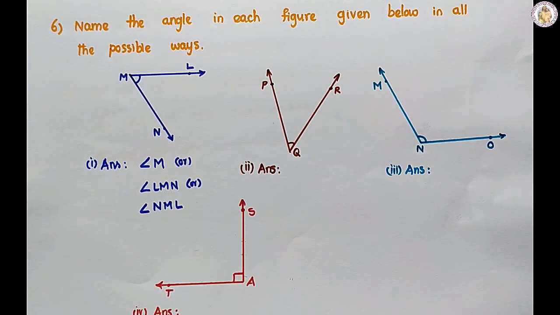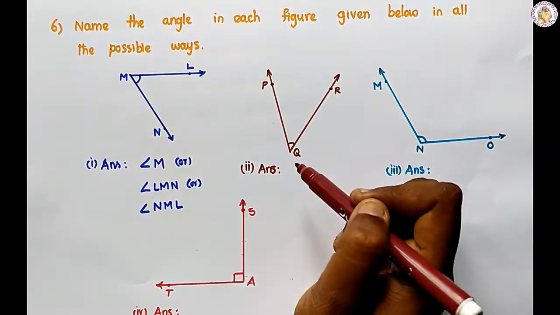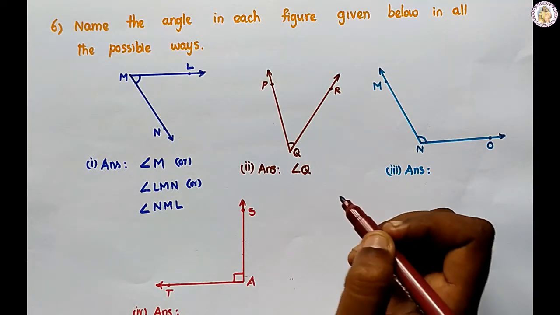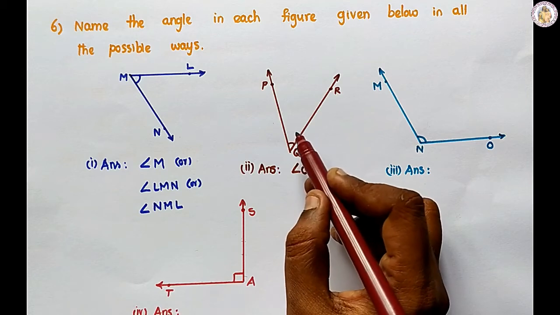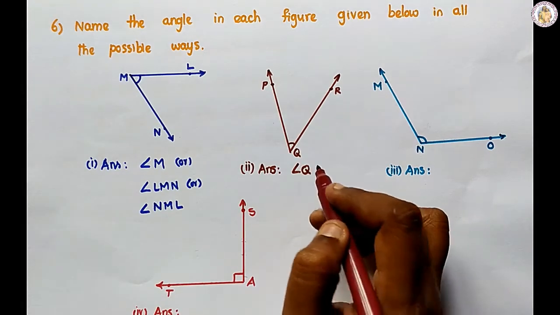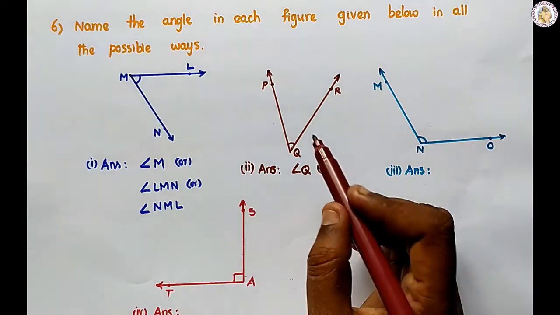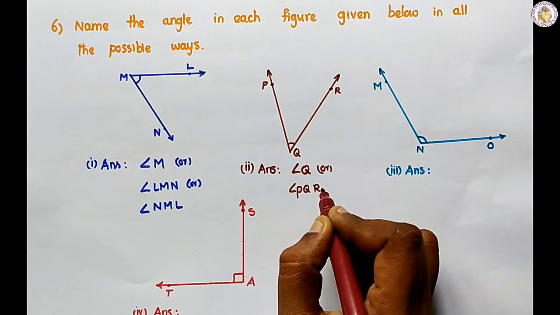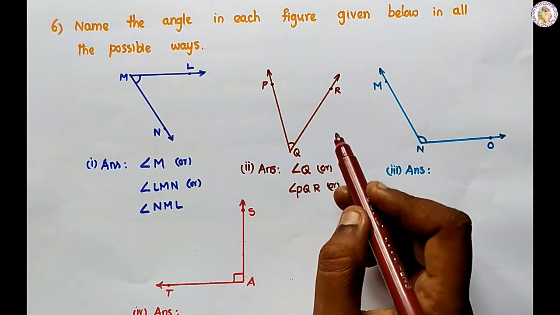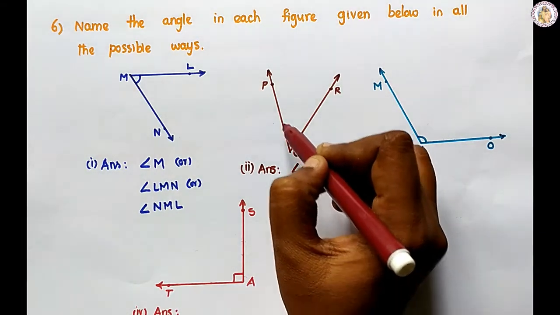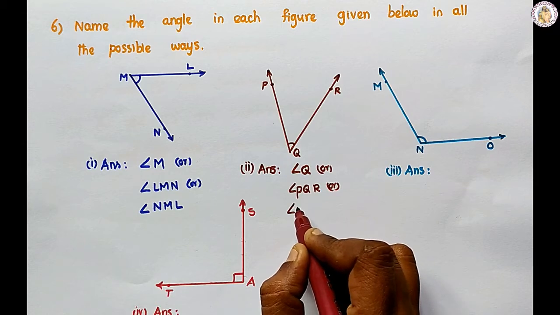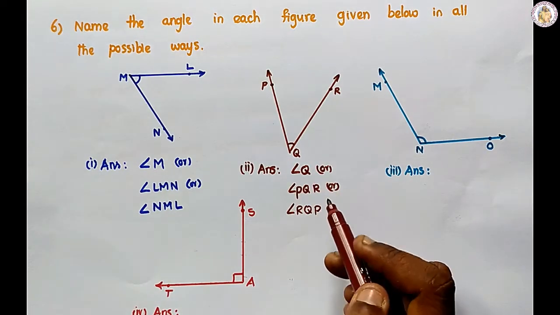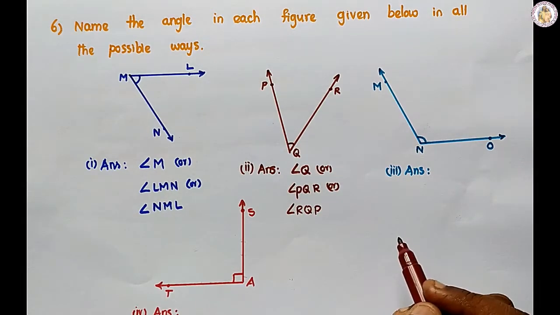Next one, angle Q, that is the vertex. So we name that the angle Q, or angle PQR, or angle RQP. These are the possible way to name the angles.